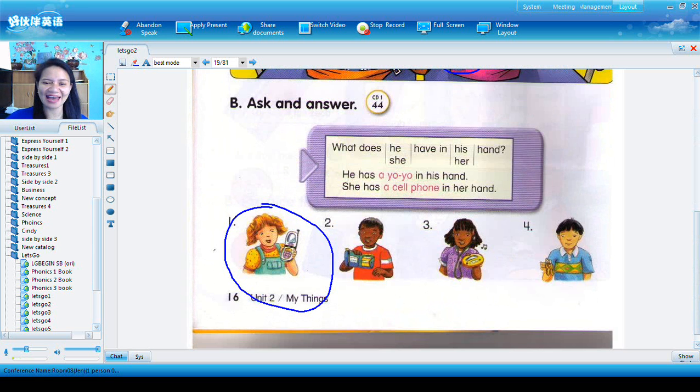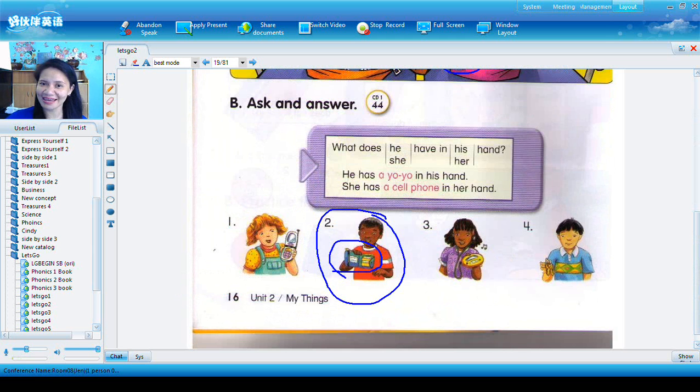Yes, she has a cell phone. Wonderful. Now look at picture number 2. What does he have? You'll say, he has a wallet.